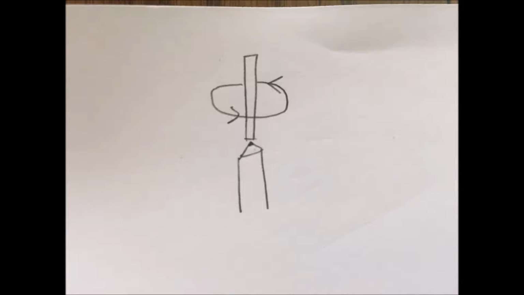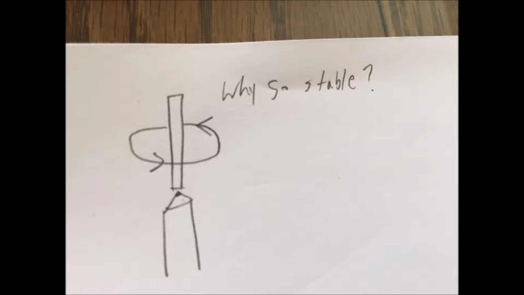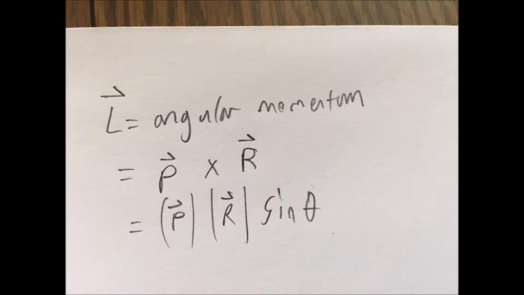As you can see, my gyroscope can bounce pretty well on the tip of a pen. But why? How is this possible? This is possible due to the conservation of angular momentum.